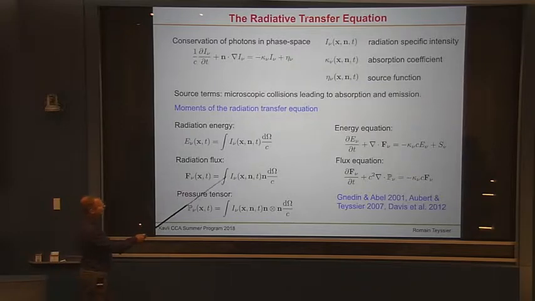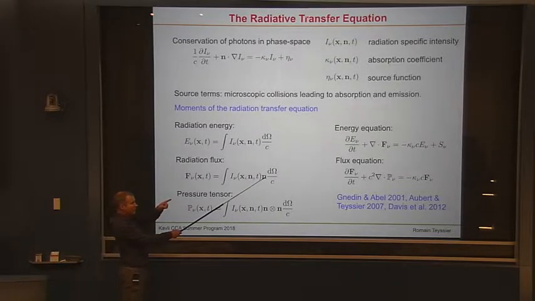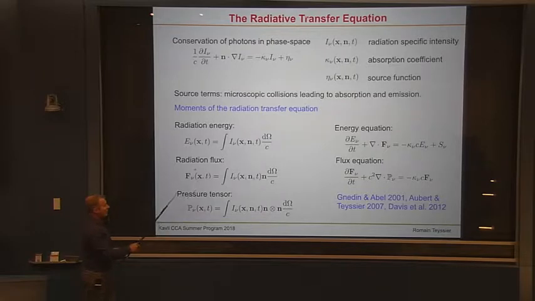And if now you define the first moment by multiplying by the angle, you get a vector. So that's the angle n pointing in the direction of the ray. You get a vector, which is the radiation flux. And you can also define a second order moment by taking n cross n, so it's a tensor, and then you get the pressure tensor. So those are the definitions of the moments of the radiation field.